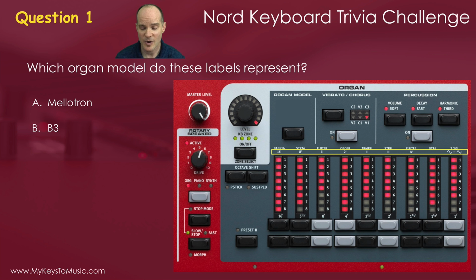The B3 has drawbars, but the B3 labels are actually the ones at the very bottom. The Lari is not correct. It has no drawbar representation here on the Nord. The Farfisa is represented in the organ engine, but those labels are not the ones we're talking about here. The Farfisa are at the very top. The correct answer are the Vox labels. Those are the Vox representation labels for the Vox drawbars. And then the pipe organ is not correct either.